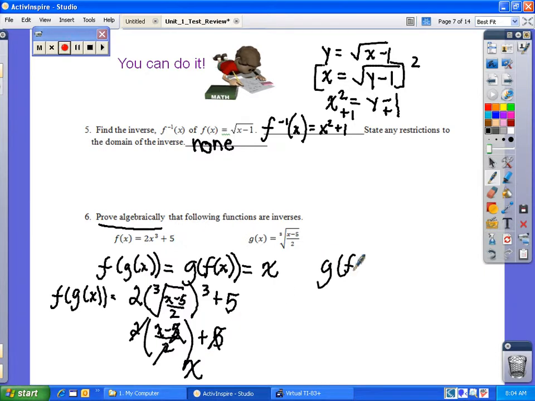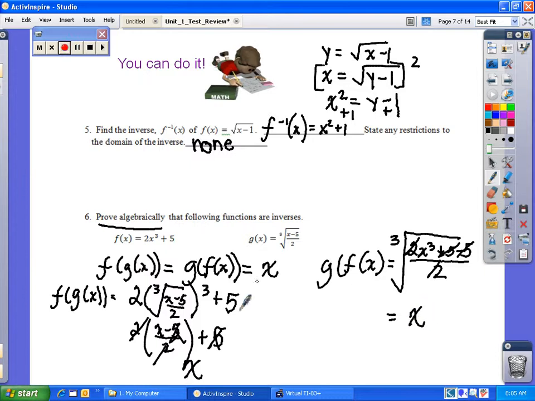G of f of x, again, I'm going to do the same thing. I'm going to take the cube root of the function 2x cubed plus 5, minus 5, over 2. So I took this and I put it in here for x. Plus 5 minus 5, they cancel, I get 0. The 2's cancel, so I'm left with just the cube root of x cubed. And the cube root of x cubed is just x.